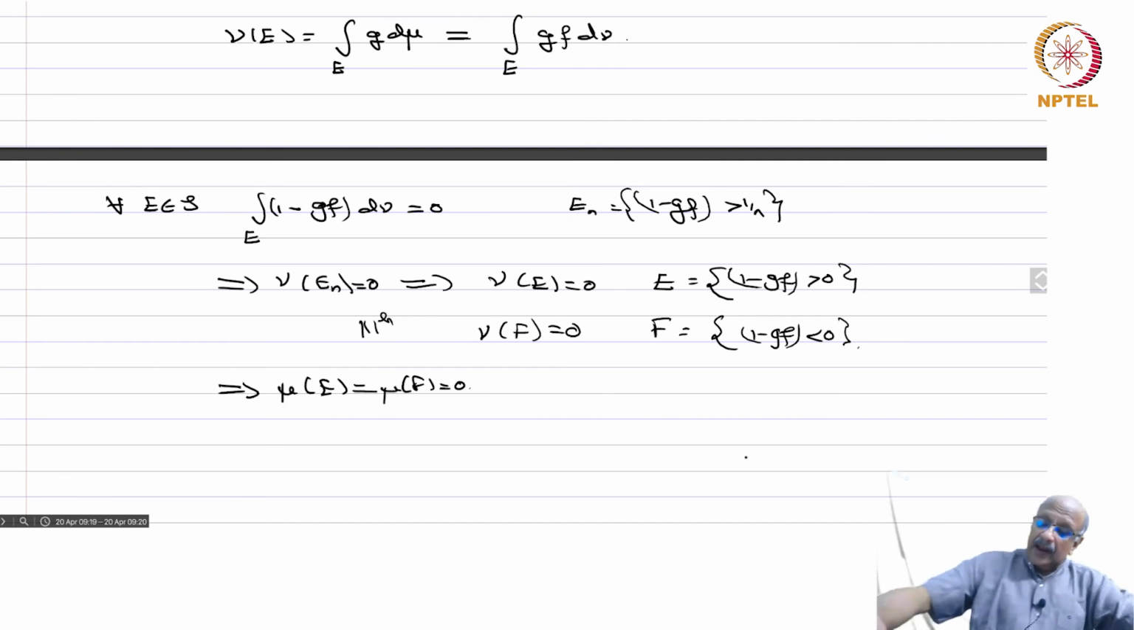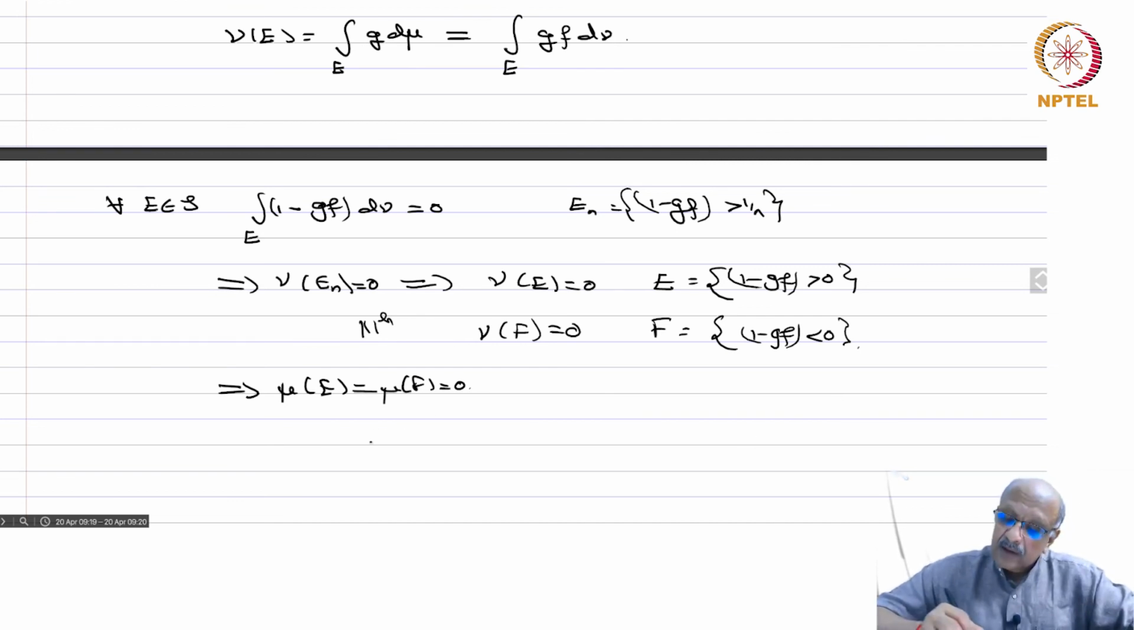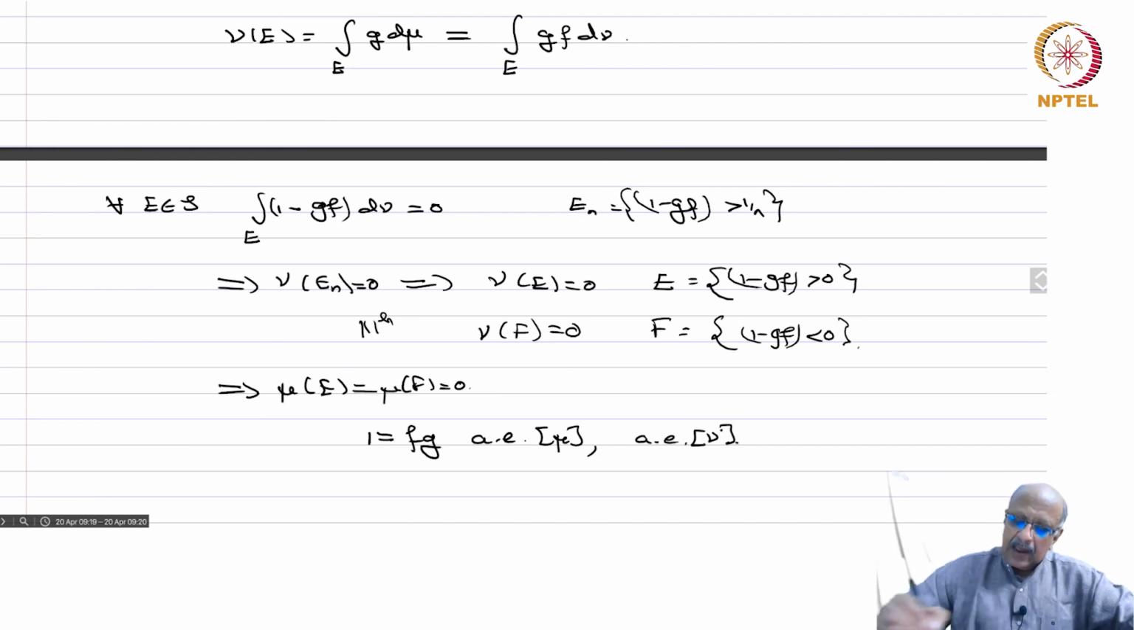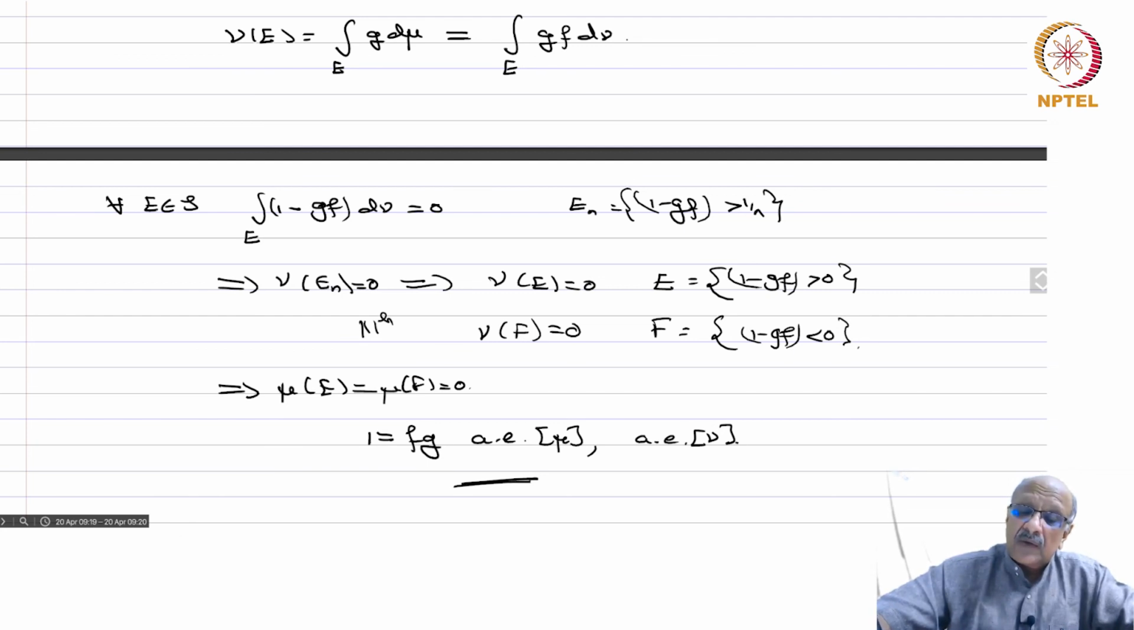Okay, and so you have that 1 equals f g almost everywhere with respect to mu, and that's exactly what we wanted to prove. Okay, so with this we conclude this chapter. So next time we will start a very important topic, namely Lebesgue spaces or L p spaces.